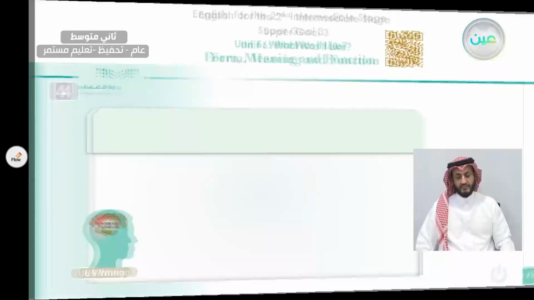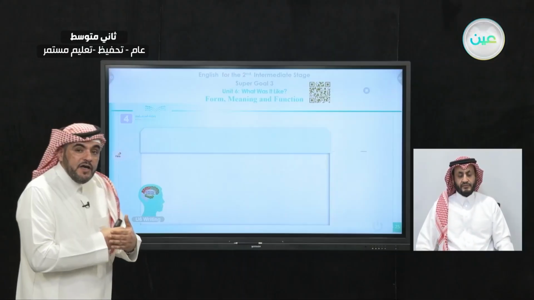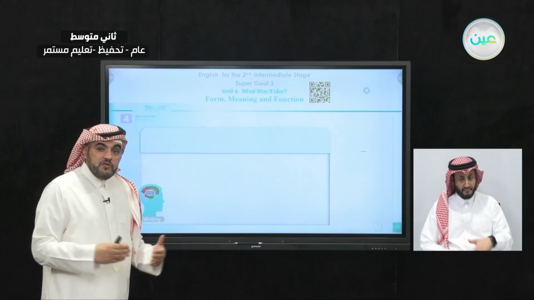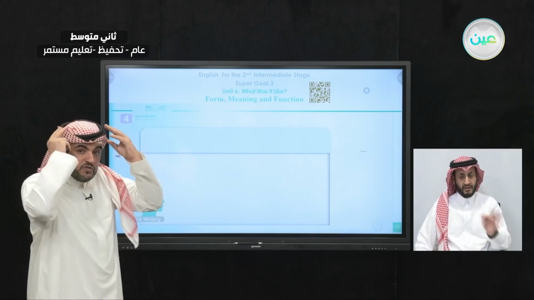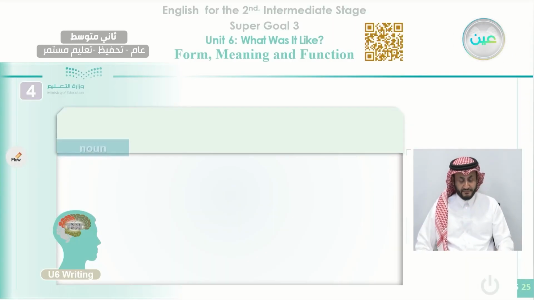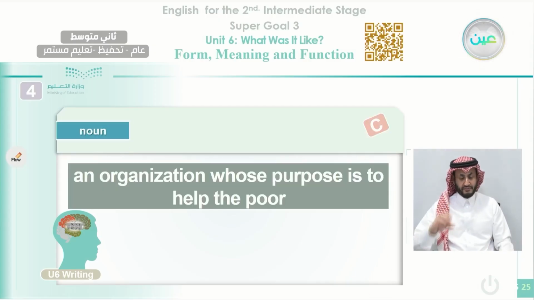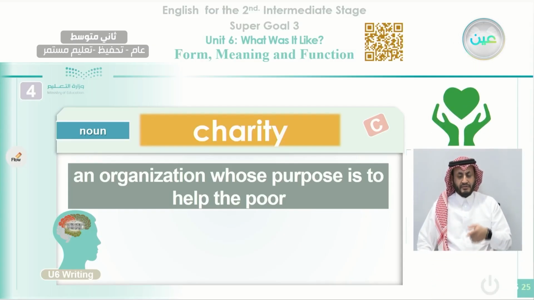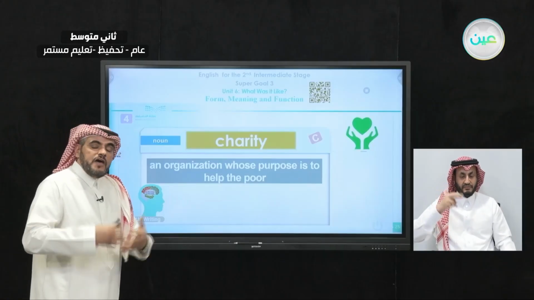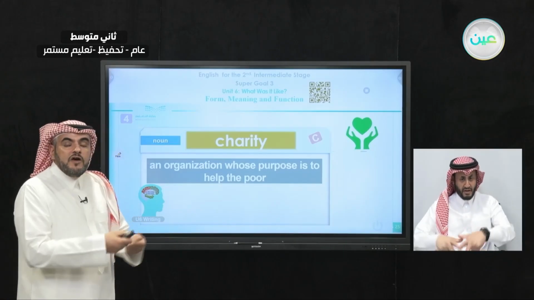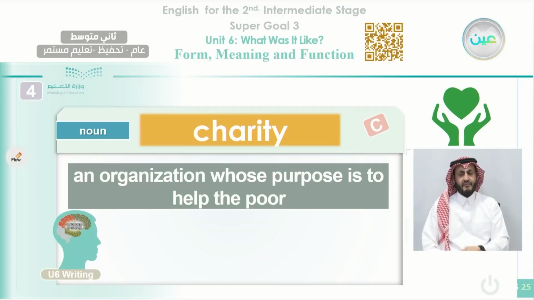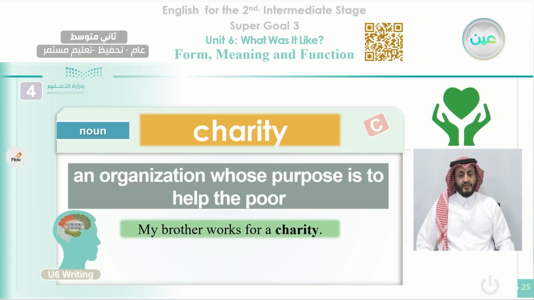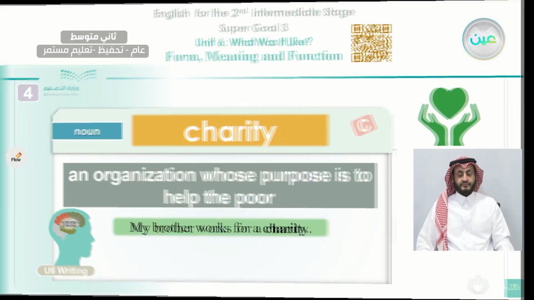Okay, let's review some of the vocabulary that we have studied in this unit, since we are ending unit 6 today, and inshallah in our next class we are going to start unit 7. Okay, it is a noun starting with C, an organization whose purpose is to help the poor. Okay, it is for helping the poor, we call it charity. Charity is the organization that arranges for giving money to poor people, or also giving other things. We had it in our unit here as a reading passage. My brother works for a charity.